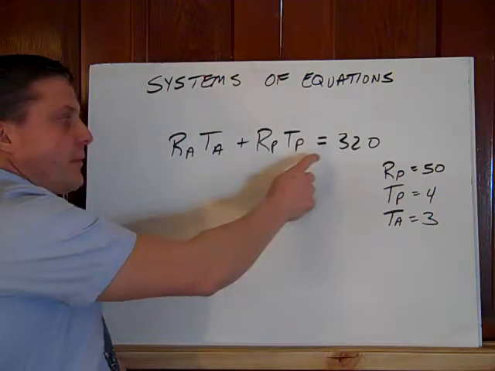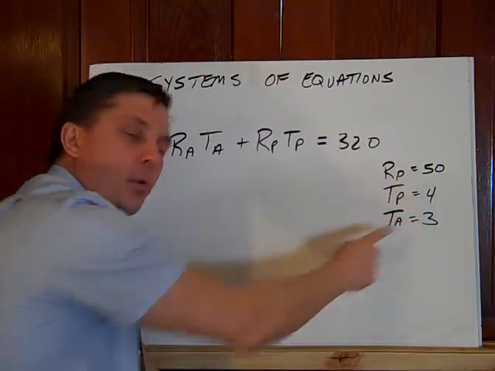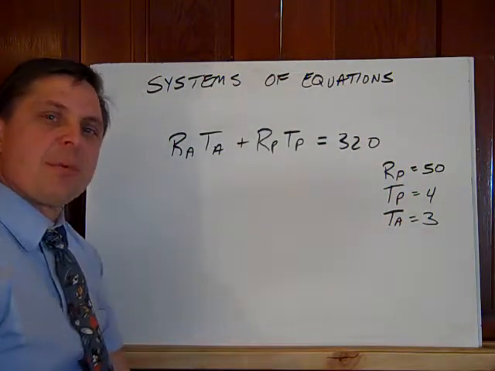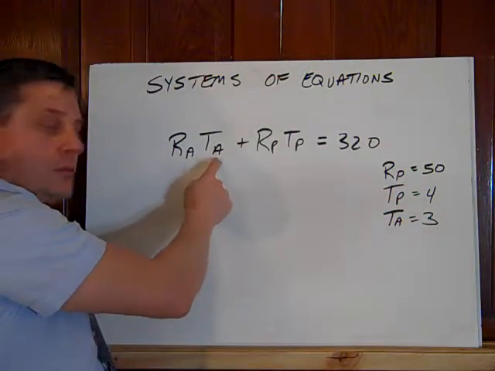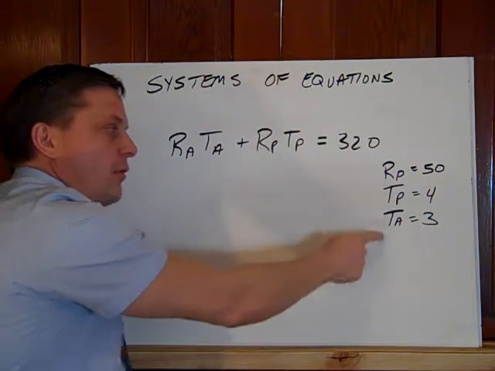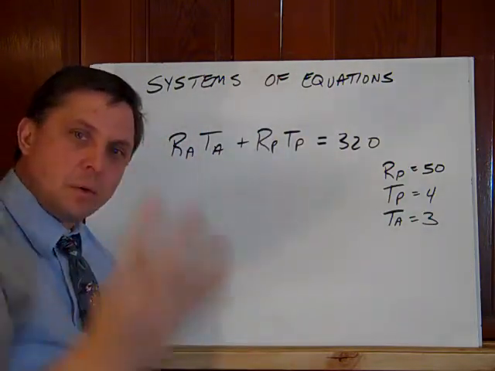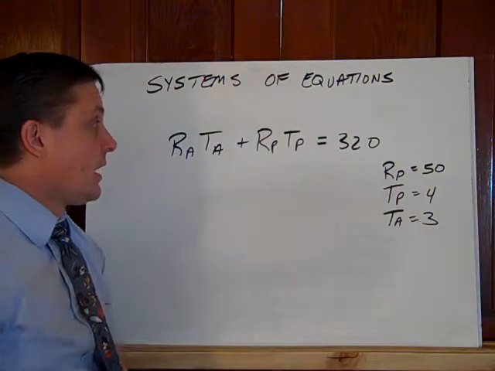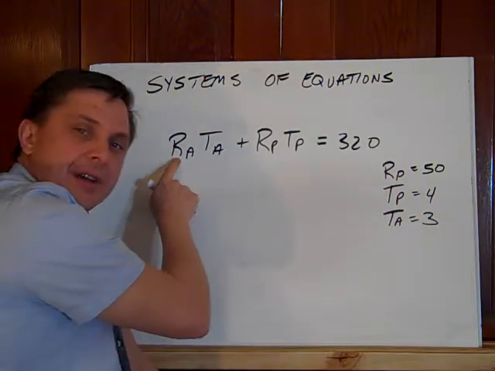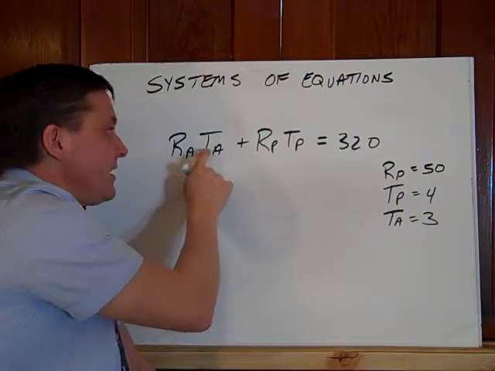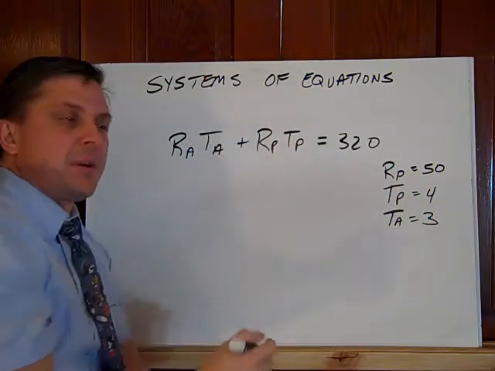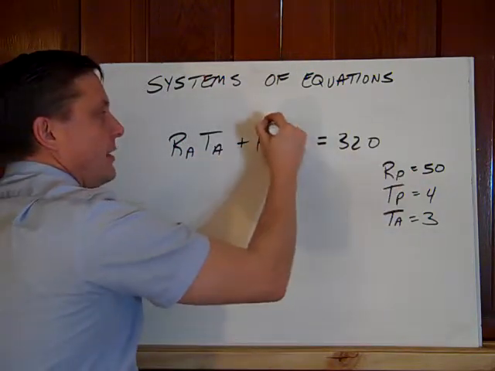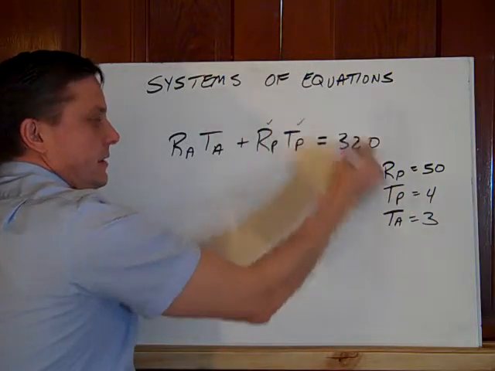So I start by counting equations. 1, 2, 3, 4. So I have 4 equations. The question is, how many variables do I have? 1, 2, 3, 4. And they're all the same, so I have 4 equations, 4 variables. This is solvable. Now, we might not like it, but we have to recognize this is R of A, T of A, R of P, T of P. These are separate variables. I see I have RP, TP, and TA.